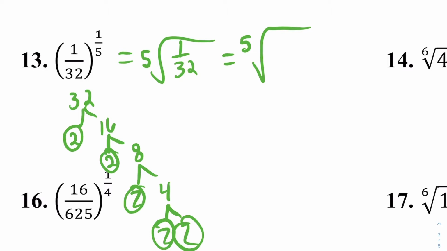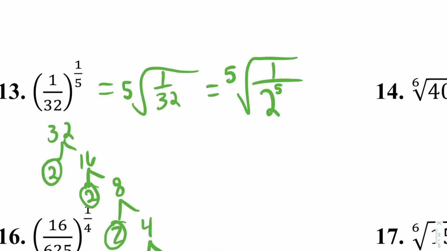This is the fifth root of 1 over 2. And how many 2's did you have? It was 1, 2, 3, 4, 5. The fifth root of 1 over 2 to the fifth power. That's sure weird to say, but that's what it is.